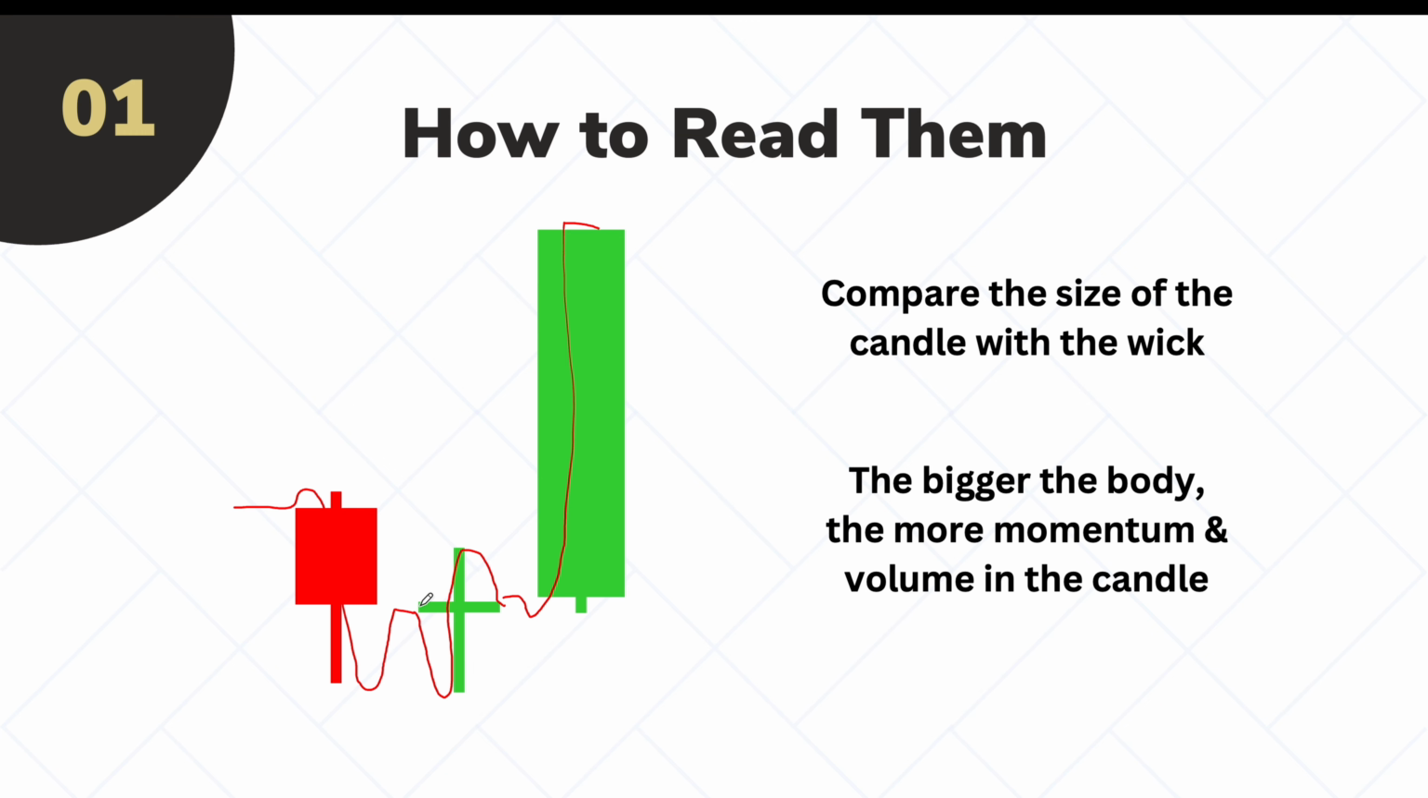On a line, it's maybe very easy to see. But you need to learn how candlesticks look, how candlesticks show exactly the same as a line chart. So the bigger the body compared to the wick, the more momentum is in price.